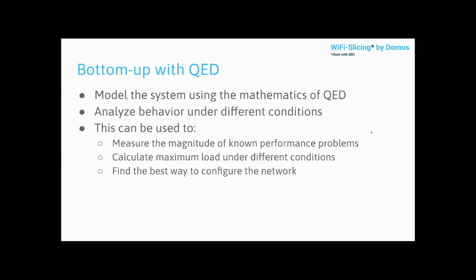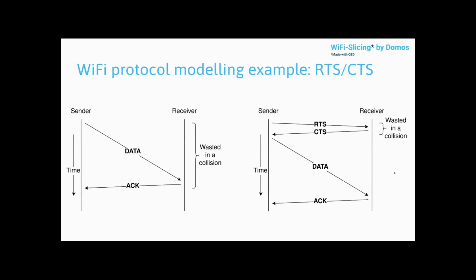And then the bottom-up approach. And what we've done here is to model the system using the mathematics of QED. So we have a model of the Wi-Fi protocol in the QED framework. And then we can use that to analyze the behavior of the Wi-Fi protocol under different conditions. And I have selected the RTS-CTS, or request to send, clear to send protocol as an example here.